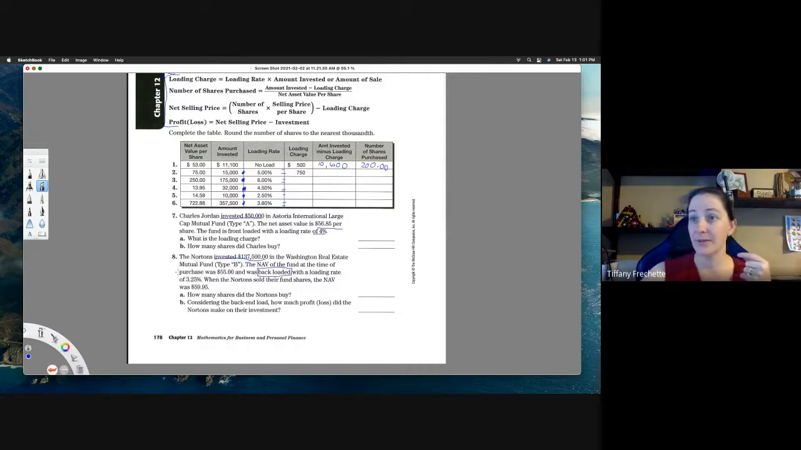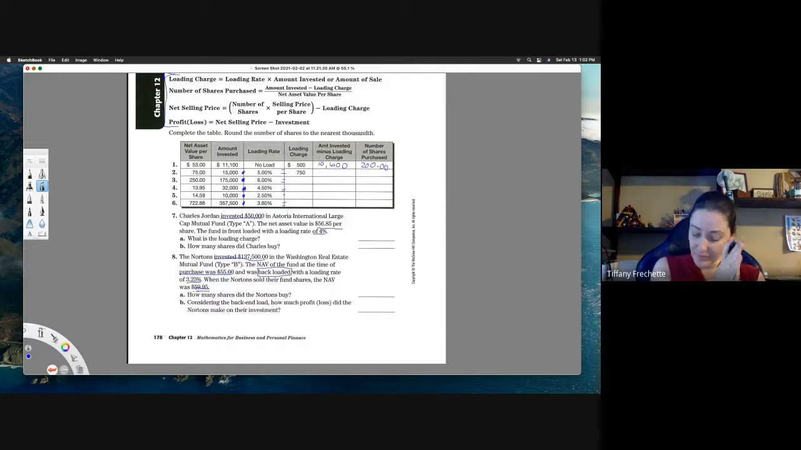And at the time when they purchased it, they were $55 with a loading rate. Remember, this is the back end. We're going to pay that when we sell it, of 3.25%. And then when they sold it, it was $59.95 per share. So it went up a bit. It was $55 when they purchased it. Now it's $59.95.